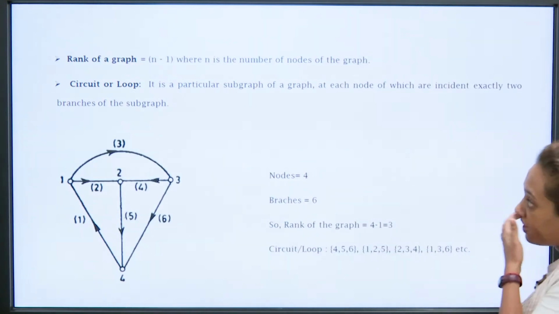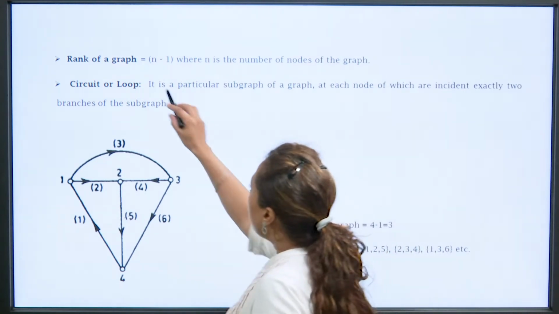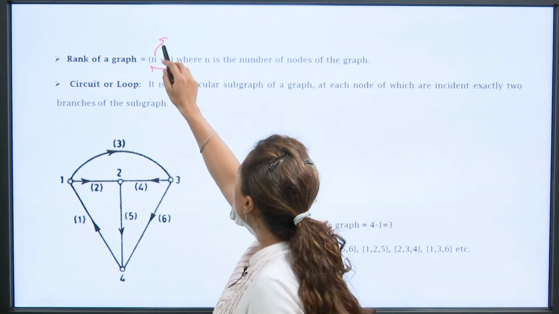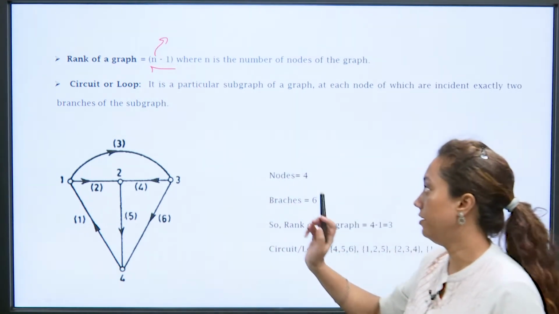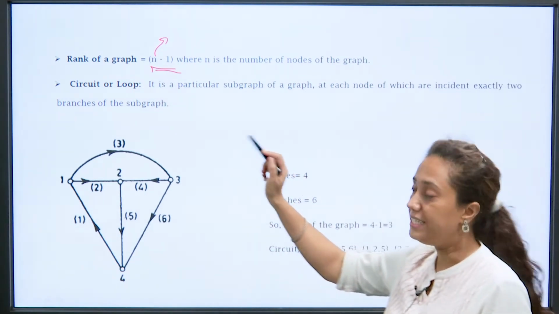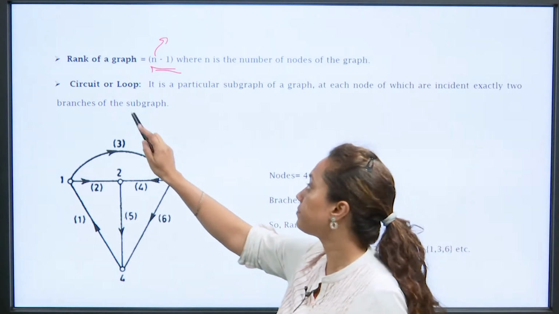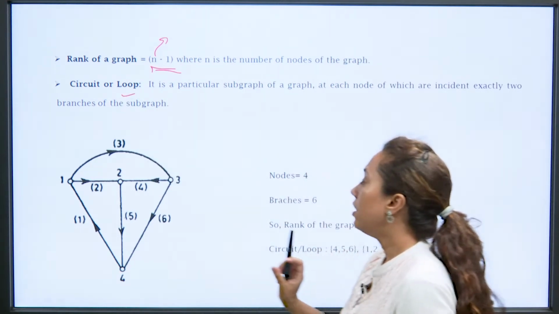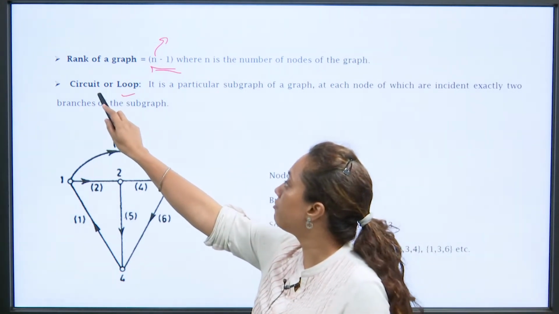Now the rank of the graph is determined as n minus 1, where n stands for the number of nodes of the graph, right. So this is the formula by which we determine the rank of the graph. Now the next definition is of the circuit or loop.